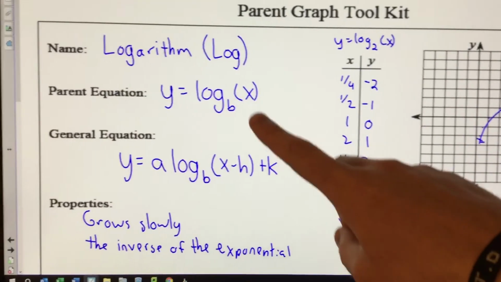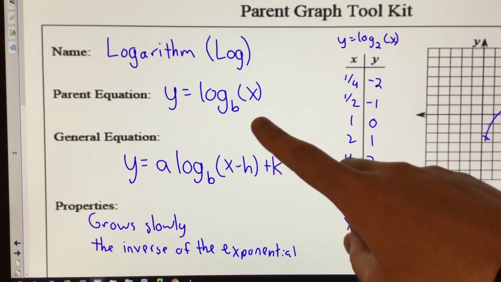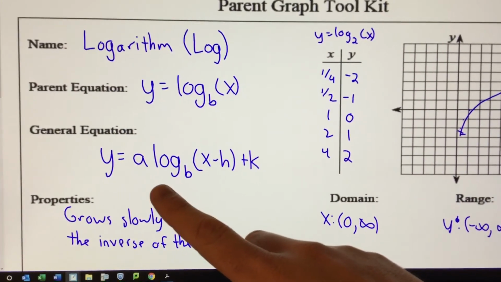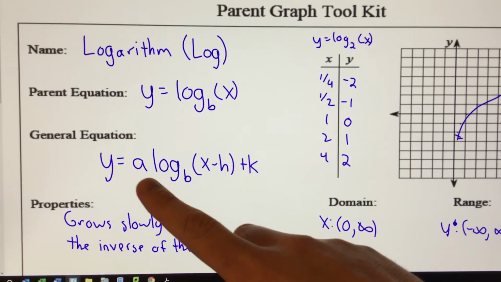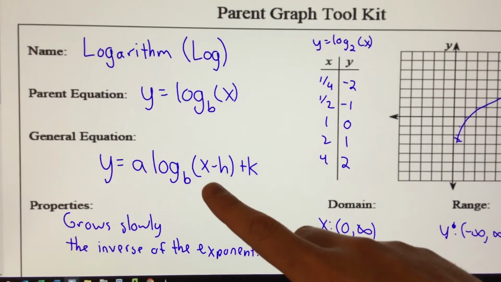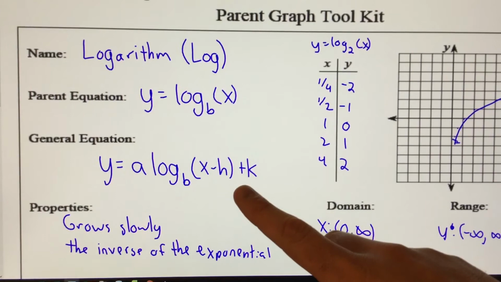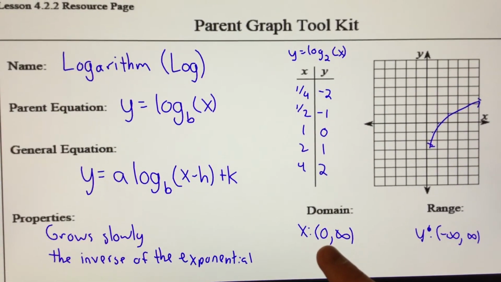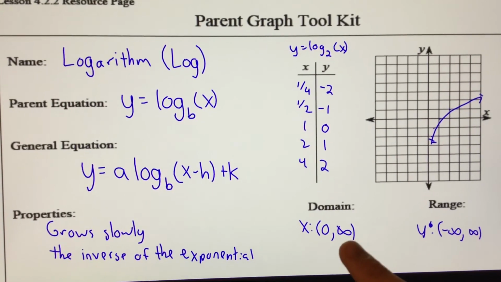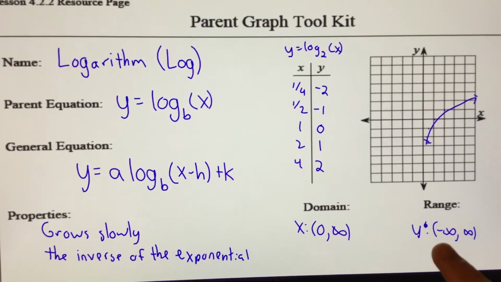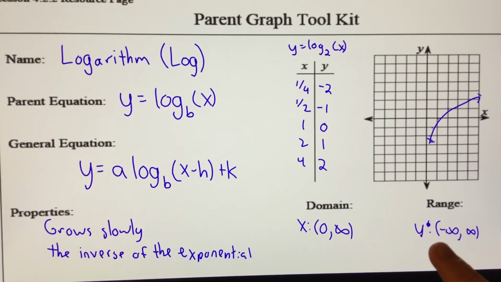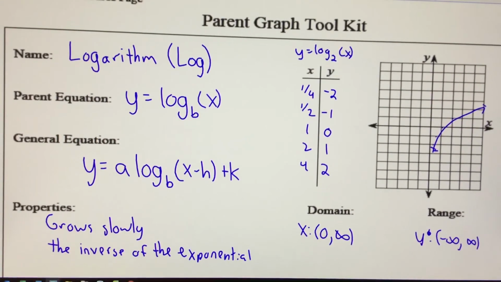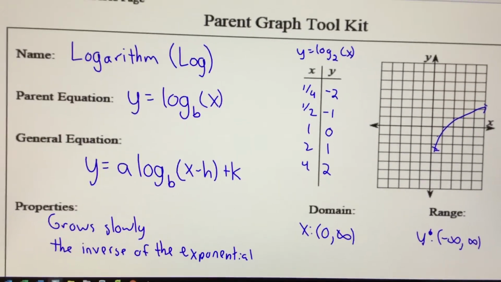Our parent graph would be y equals log base b of x. Our general equation is what we just wrote down on the other piece of paper: y equals a log base b of (x minus h) plus k. Our domain, we talked about it never touching 0, getting really close but not touching, and going to the right forever. And our range is all real numbers. And then our properties are that it grows very slowly, and it is the inverse of an exponential.